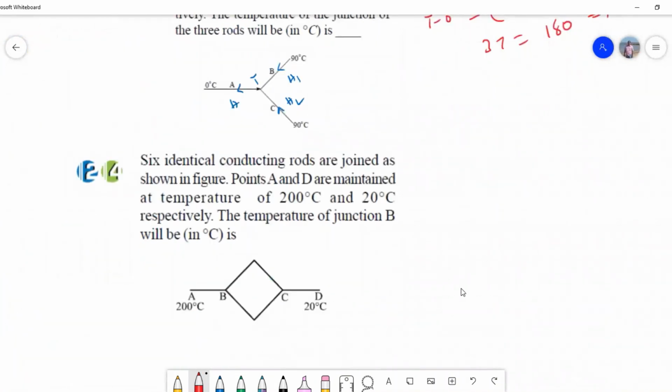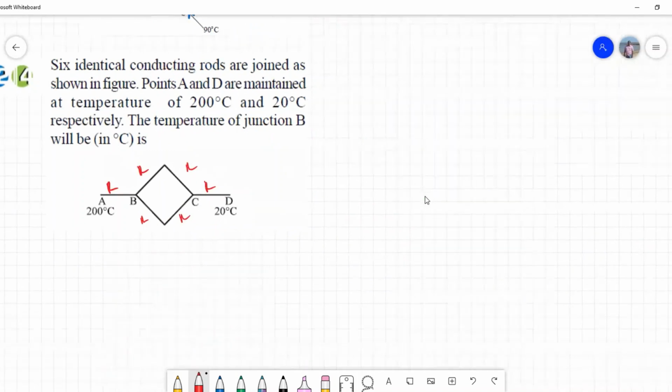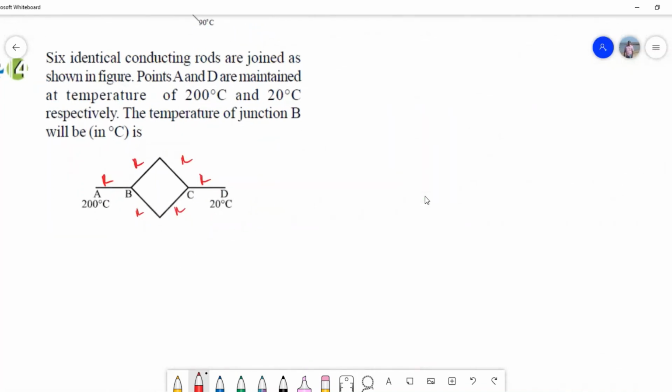Let's see the last problem, 24. Again, the important model. Six identical rods are joined as shown in the figure. Points A and D are maintained at temperatures 200 and 20 respectively. So already we know, same model we discussed already. Here, if you simplify, this entire part also becomes R. So if I take A, B, C, and D, this is R, this effective resistance also will be R, and this is R. Here the temperature is given as 200, and the temperature is given as 100. We want to find out the temperature of junction B.